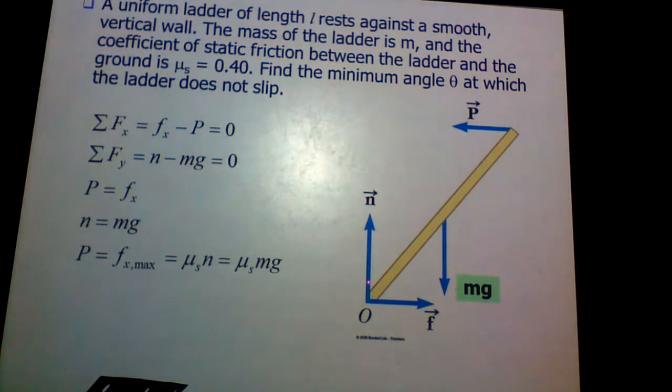Normal force here, the ground pushing up on the ladder, and then I have the weight force of the ladder itself, and those should be equal to 0, so normal minus mg equals 0. That means the normal equals mg. And I know that friction is equal to mu times the normal, but we also just said that the normal was equal to mg. So that means that P has to equal mu sub s times mg.